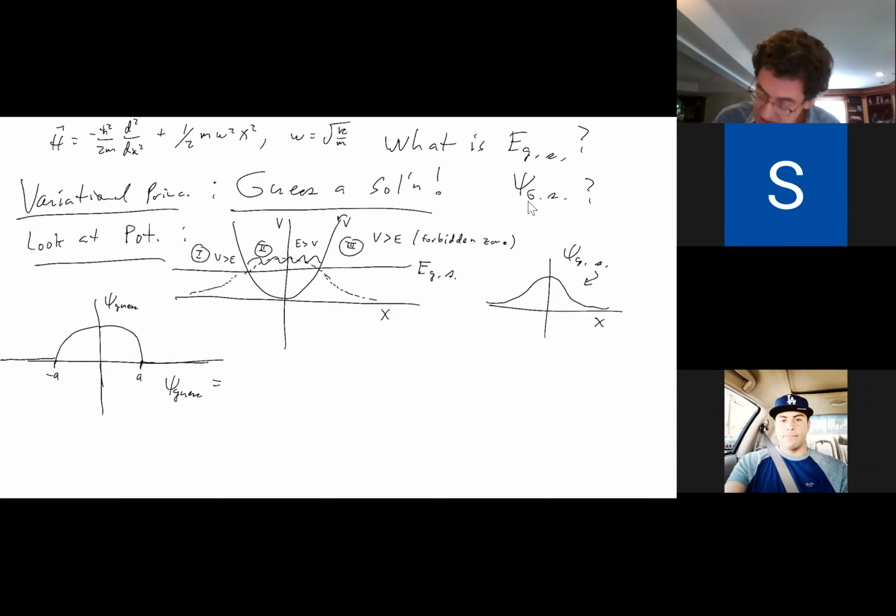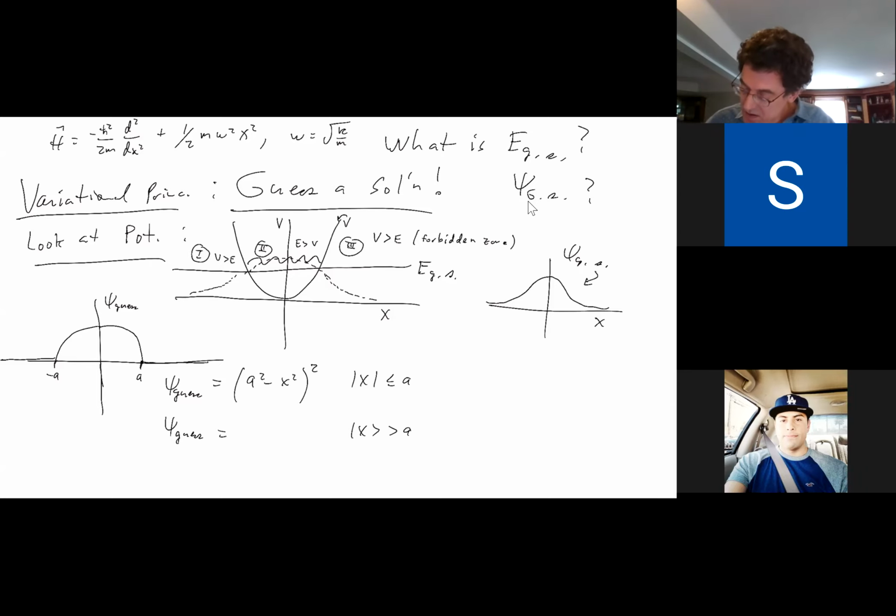I'm gonna make this weird guess. I'm gonna say, well, suppose it goes as A squared minus X squared, which is an upside down parabola, but now I'm gonna square it. So this is just some weird function I just made up. I actually didn't make it up, I copied it out of a book. But let's suppose that it looks like this for x less than or equal to a in the inner region. And what do you think my wave function is equal to for x greater than a? Somebody tell me.